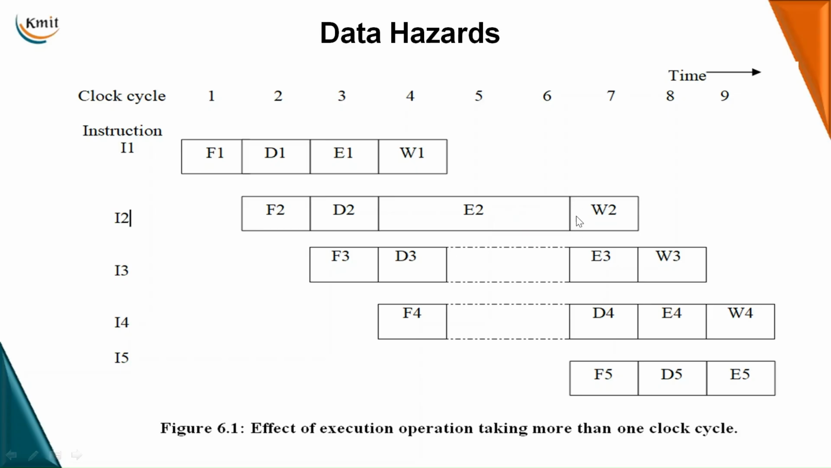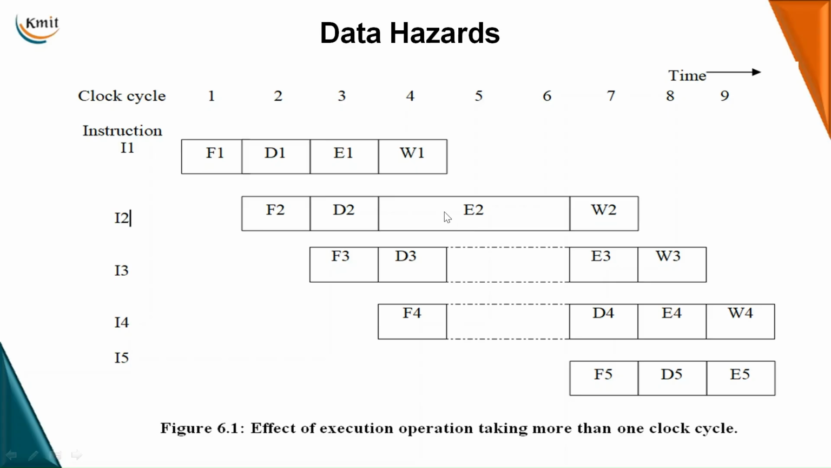So the instructions which are present later in the pipeline cannot proceed further: I3, I4 and I5. The I3 instruction will be fetched in the third clock cycle and decoded, but it cannot place its output into the buffer B2 because buffer B2 is still holding the data of instruction I2. So it has to be delayed until the seventh clock cycle. Similarly, the instruction I4, even though the fetch is completed, cannot be placed into the buffer B1 because the I3 instruction is still holding the buffer B1.